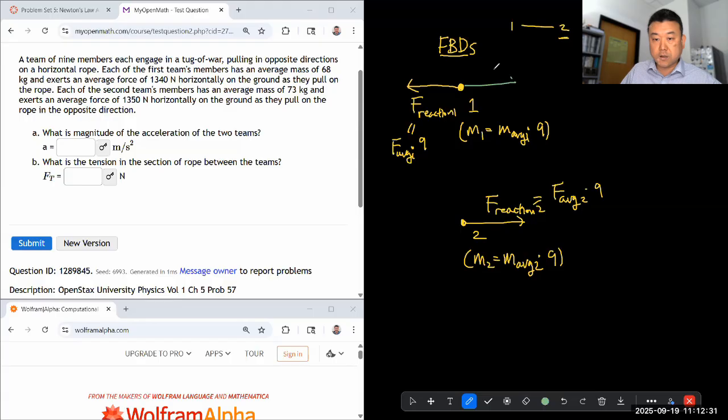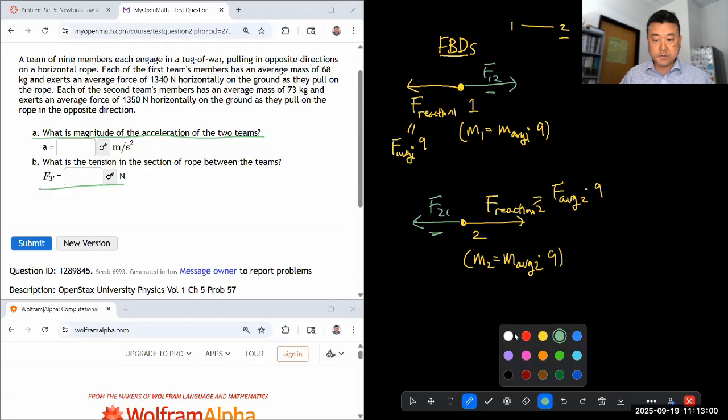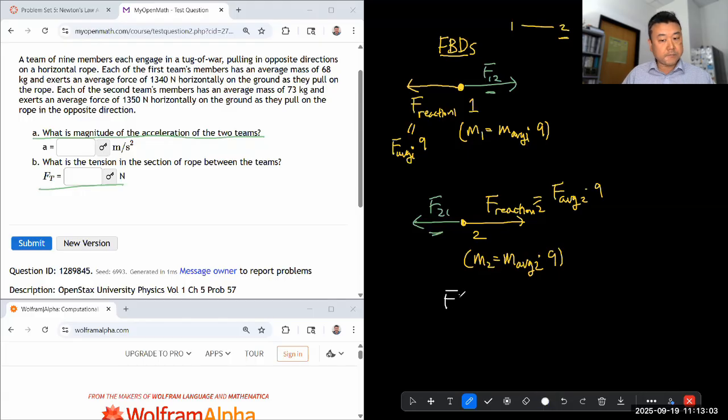So there should be some force on team 1 by team 2, and there should be some force on team 2 by team 1. But it looks like they are asking for the tension force. Okay, so I'll need to figure it out. I think I can go in order. So for part A, where it asks what is the magnitude of the acceleration of the two teams, I don't need these internal forces quite yet, because for this purpose, I'm justified in treating the whole thing as a system.